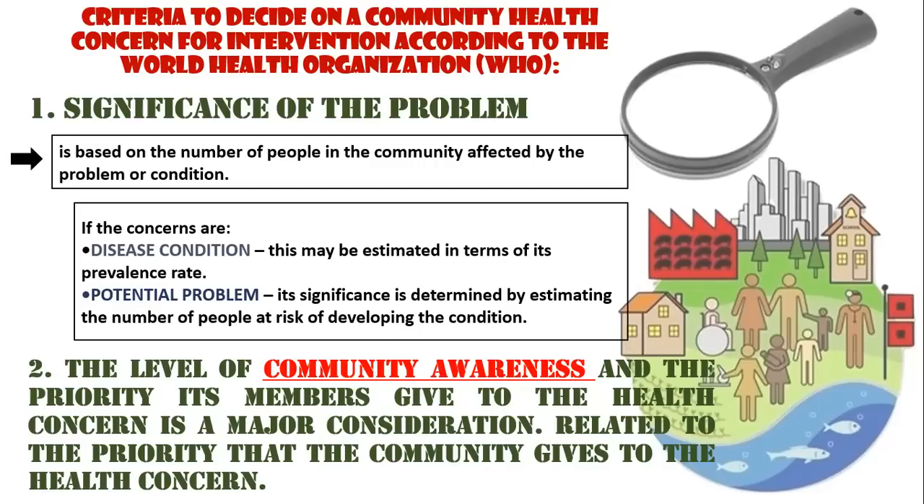If the concern is a disease condition, this may be estimated in terms of its prevalence rate. So, gagamitin nyo na naman yung computation natin na na-discuss natin during our prelim. 'Di ba? Yung may mga compute tayo, yung times 1,000, 'di ba? Naalala yun? Prelim ba yun or midterm? 'Di ba? So, pag sinabi natin prevalence rate, ano yun? The total number of cases of a disease in a population, 'di ba? So, yun, total number of disease. So, tingnan natin prevalence rate niya.